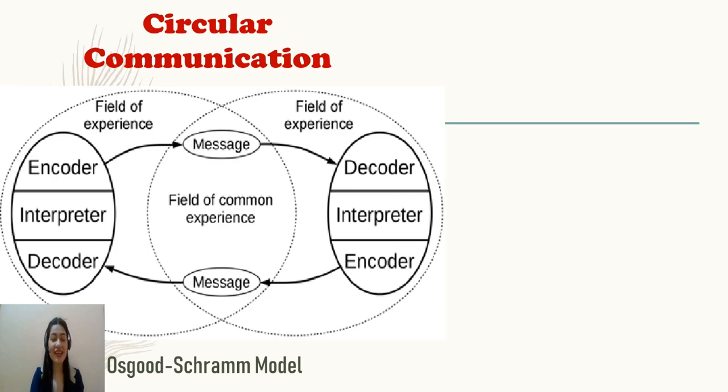As you can see, this model involves a circular communication wherein each person is both a sender and a receiver, and they take turn in communicating with one another. So the sender acts as the encoder who sends the message, while the receiver acts as the decoder who understands the message. And in order for them to interpret the message correctly, they should share the same field of experience.